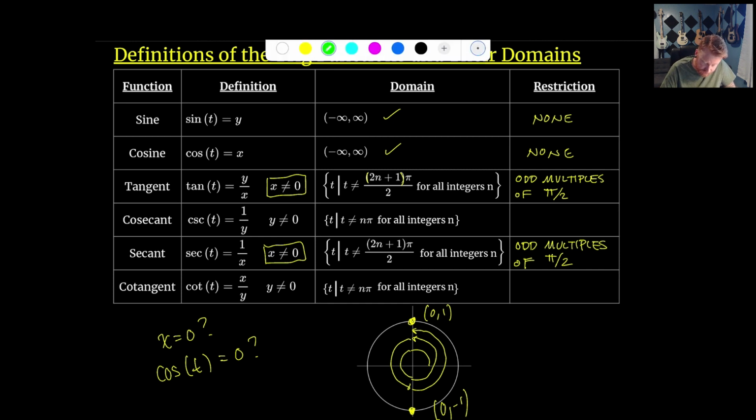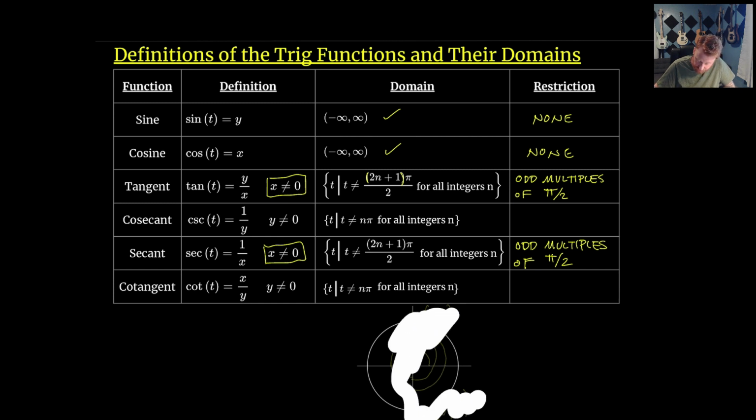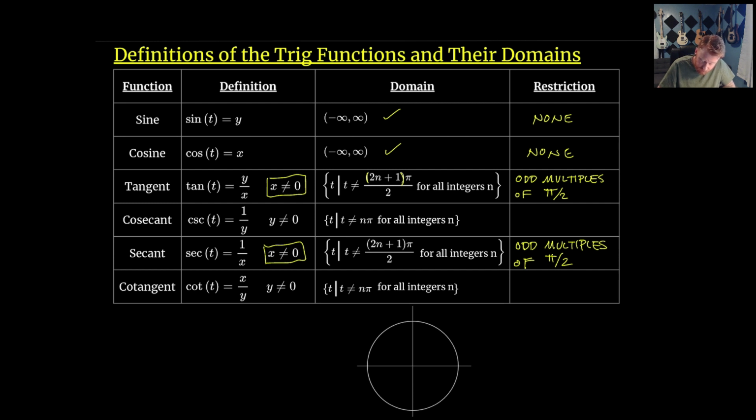So let's think about now the other ones we have here. So let me erase my thinking from that one. But now we're looking at cosecant and cotangent. So let's think about when y is equal to 0, or when is the sine of t equal to 0, and this will be the spots that we want to throw out.